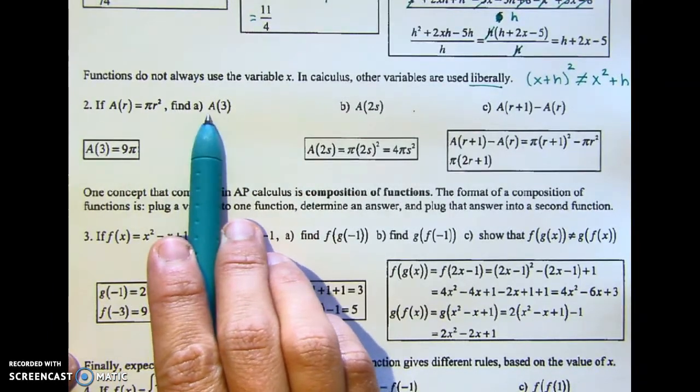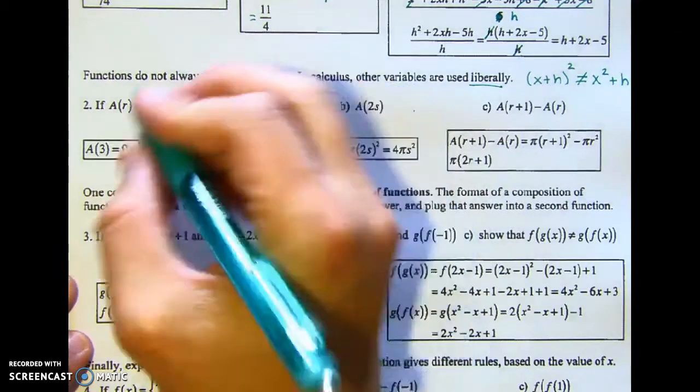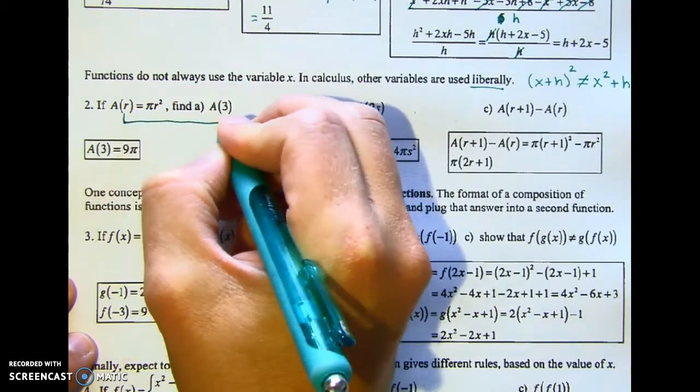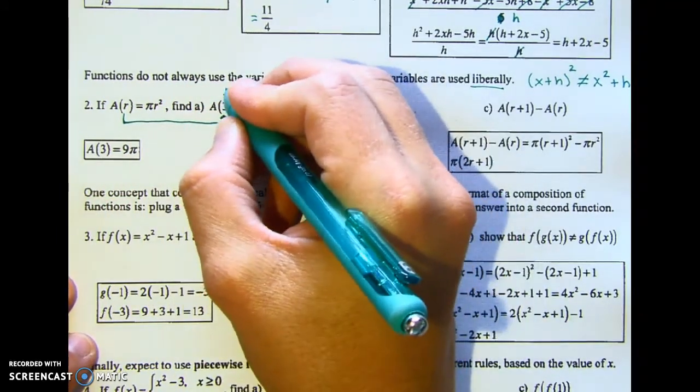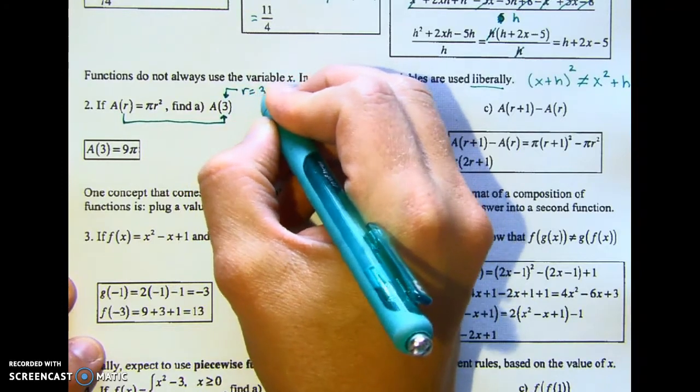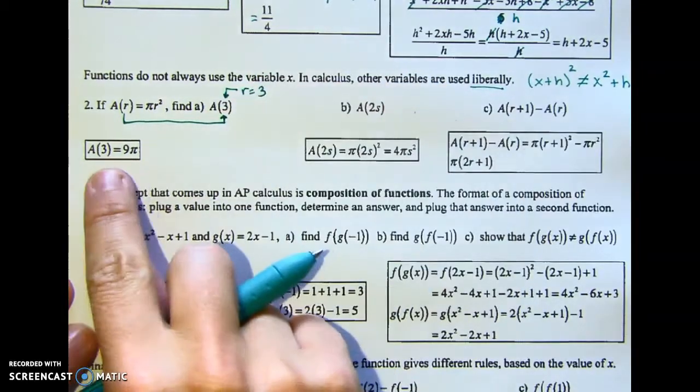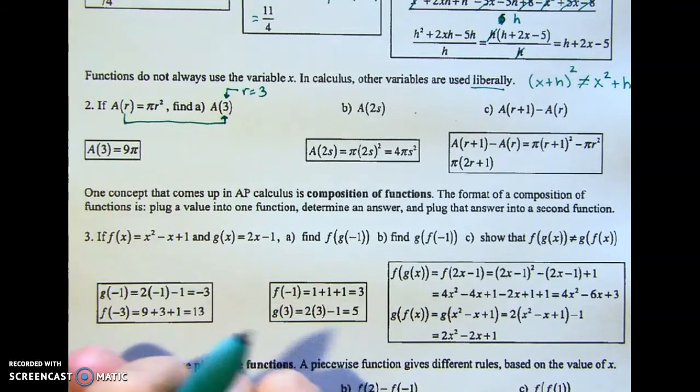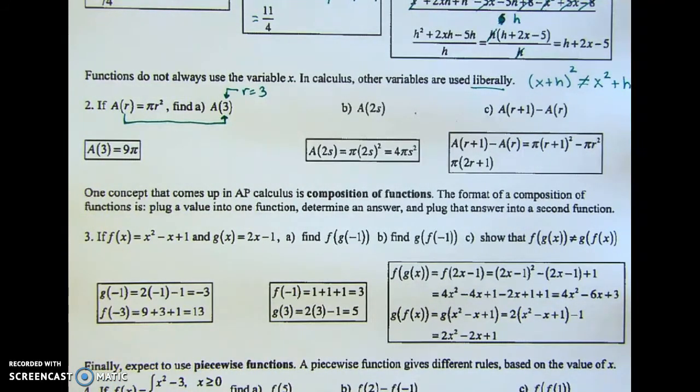Find the area if, so what does this mean? R has been replaced with 3. So that means the radius equals 3, and we're trying to find what is the area of the circle when the radius is 3. So that would be pi r squared, or 9 times pi.